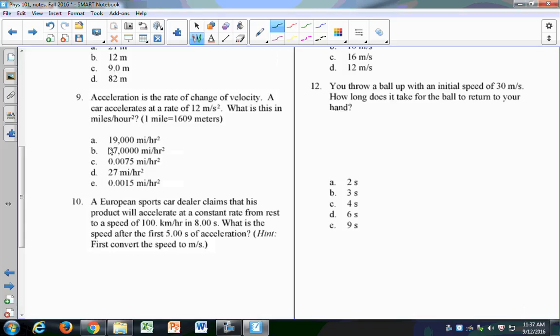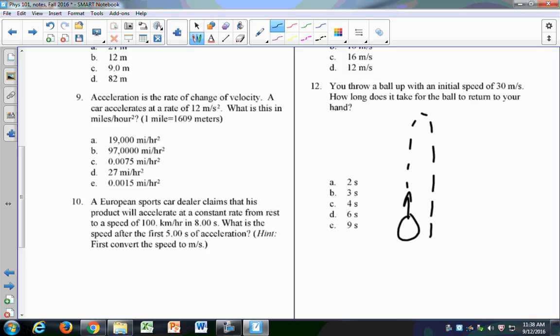So this was very similar to what we've done before. I throw something up. It goes up and comes back down. Actually, you know what? It goes up at 30 meters per second. What's our acceleration? Negative 10 meters per second squared. Every second, it's going to drop by 10 meters per second. That's what that means. So if I start out at 30 meters per second, how long is it going to take to go up? 3 seconds. It goes from 30 meters per second to 20 to 10 to 0 meters per second in 3 seconds.